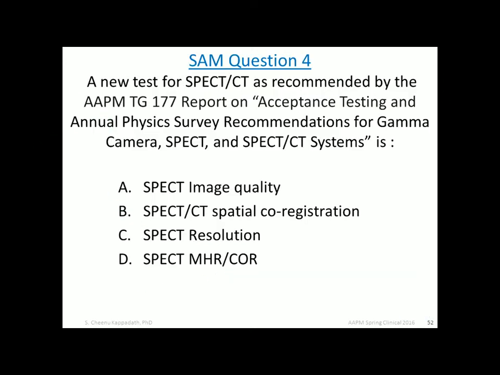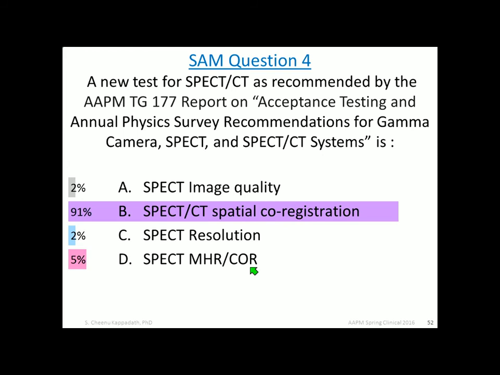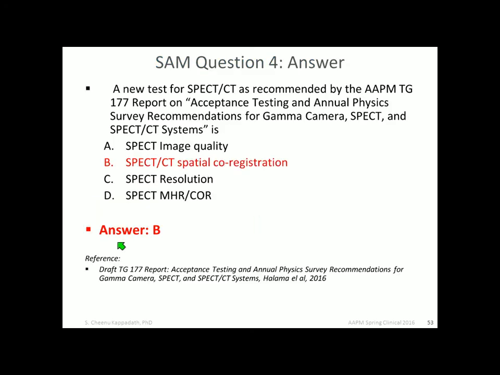The new test for SPECT-CT is recommended by the TG177. The new test for SPECT-CT is which one? Is it SPECT image quality? Is it SPECT-CT spatial co-registration? Is it SPECT resolution or SPECT MHR COR? Okay, good. So SPECT MHR COR is needed to generate SPECT images. But really the new test that is unique because of CT is to make sure that images are co-registered. Although the report is not out, we are in draft preparation. It should be out soon.